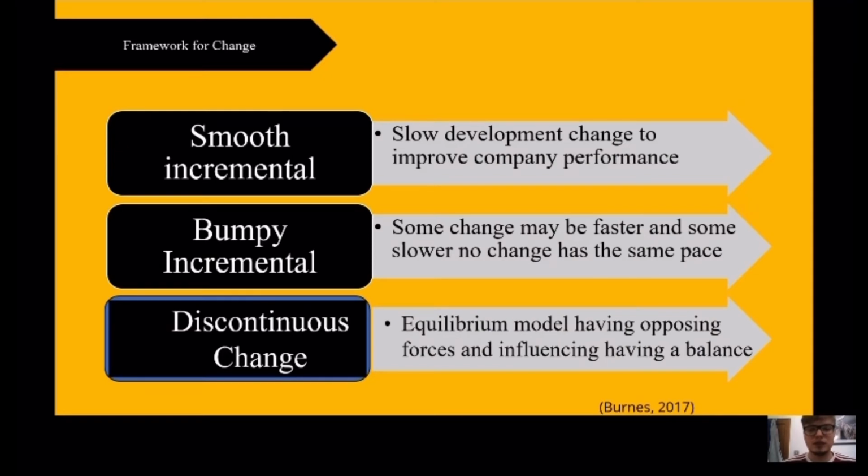So we also have the smooth incremental, which is a slow development change to improve company performance, and a bumpy incremental, which is where some change may be faster and slower, not changing at the same pace, like I mentioned previously, and the equilibrium model having opposite forces influences, having a balance known as the discontinuous change.